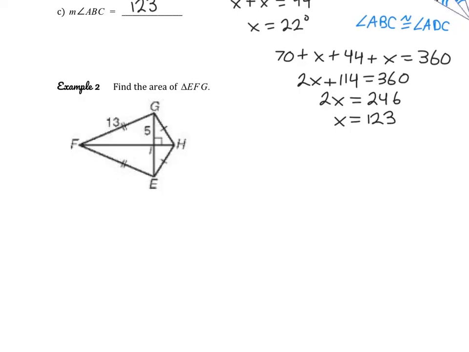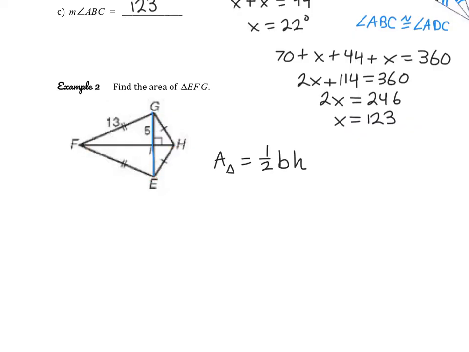Okay, so let's look at example 2 together. Here we are given a kite, and they ask us to find the area of triangle EFG right here. So remember, the area of a triangle can be found by using 1/2 times the base times the height. So here we can call this the base of our triangle, and one of the theorems of a kite tells us that one diagonal bisects the other.